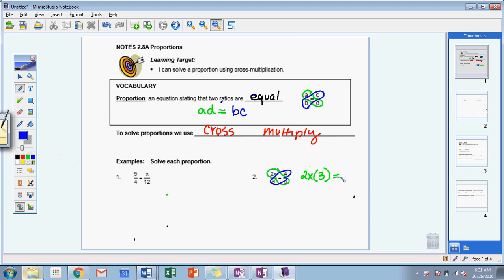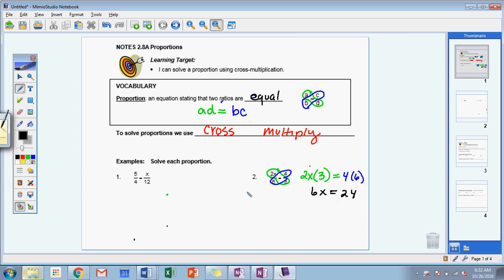Now if you know what 2 times 3 is and what 4 times 6 is, you don't have to write this all out like this. I'm just showing that to you since we're just learning it. But essentially what you're going to get is 2x times 3 is 6x. And 4 times 6 is 24. Okay, those are my two diagonals.